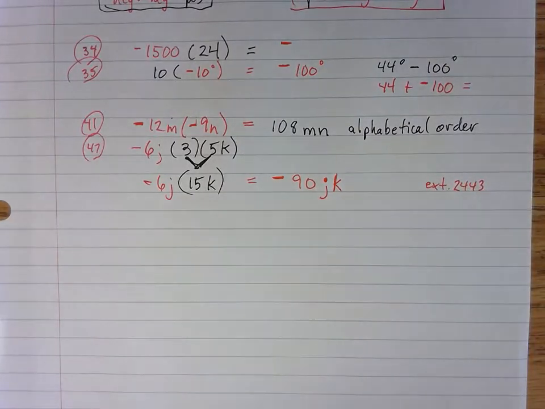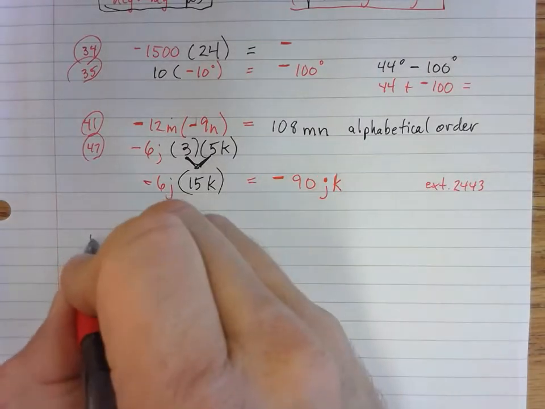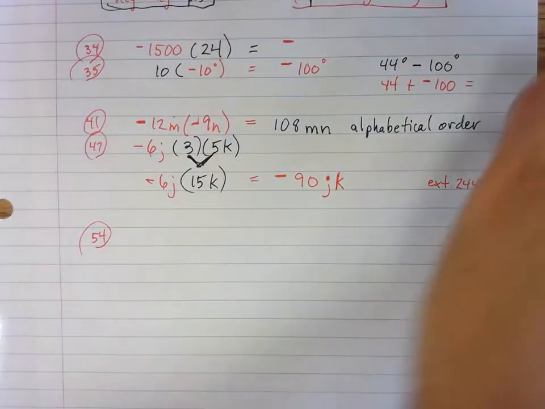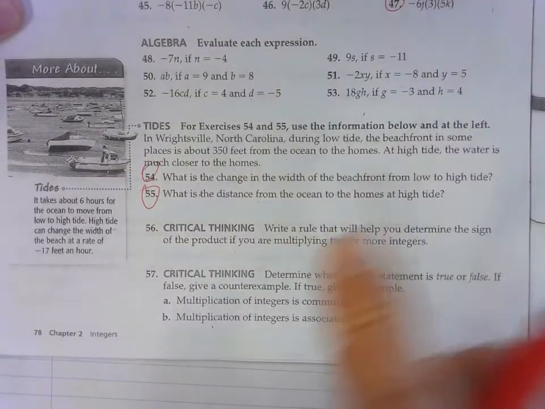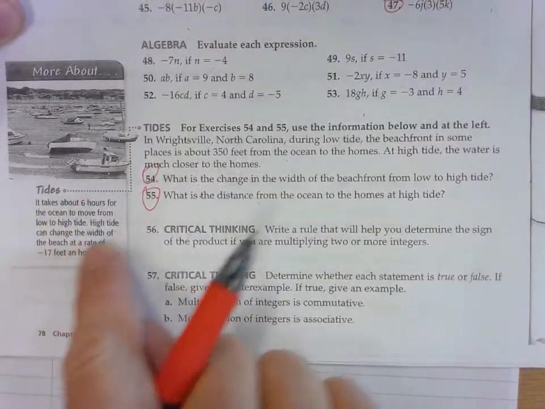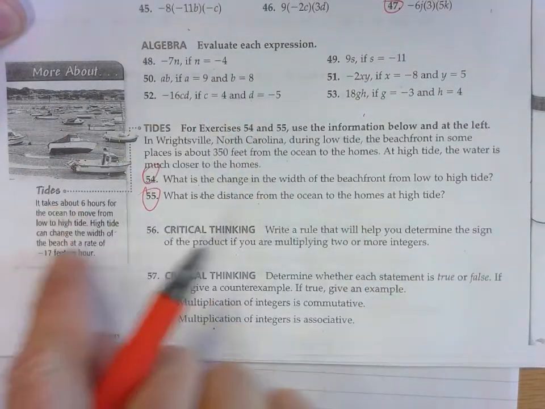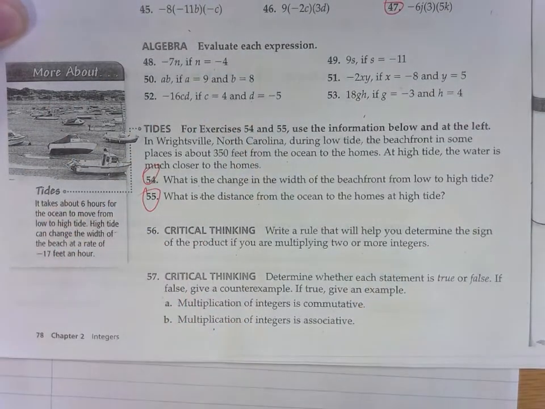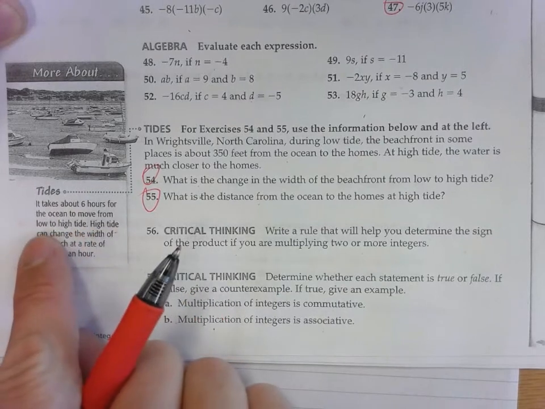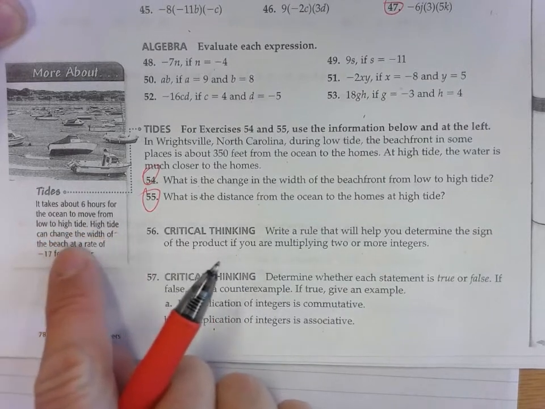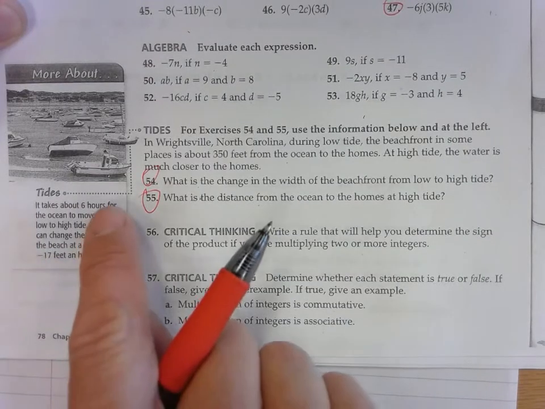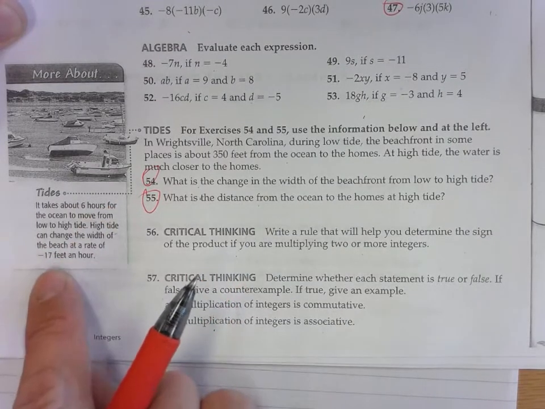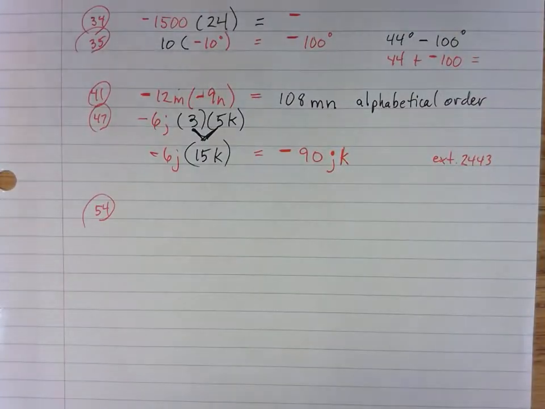The last one's down there about the tides, about the beach questions. So over there, I'll scoot it up some. You had to read over here on the side where it's got these little pictures of the boats and read about the tide. So it says it takes about 6 hours for the ocean to move from low to high tide. High tide can change the width of the beach at a rate of negative 17 feet an hour. So it takes about 6 hours and it changes at negative 17 feet an hour.